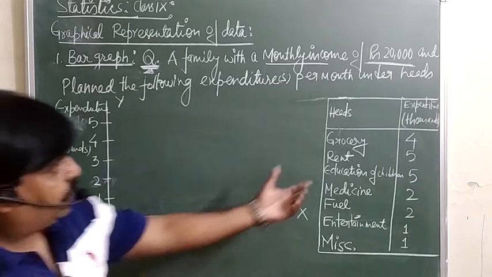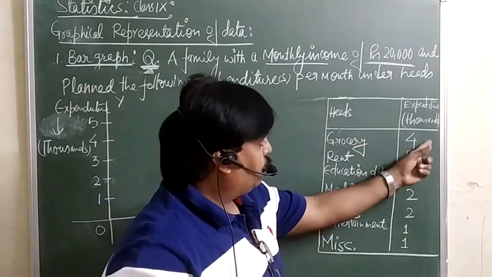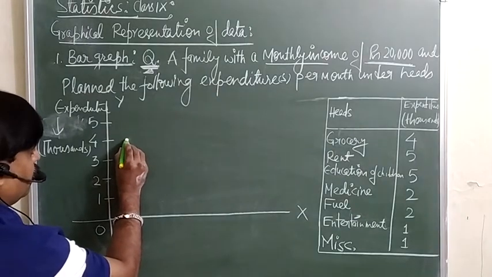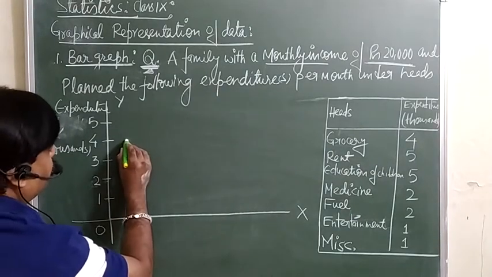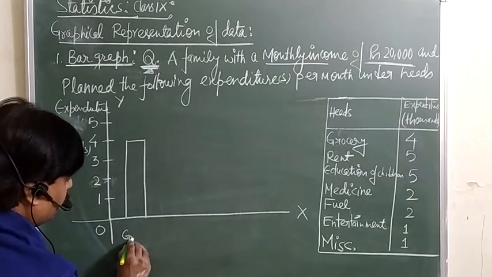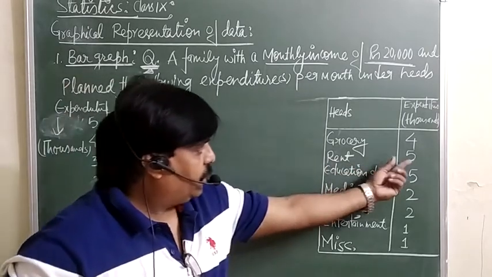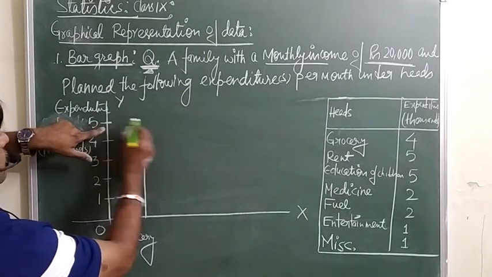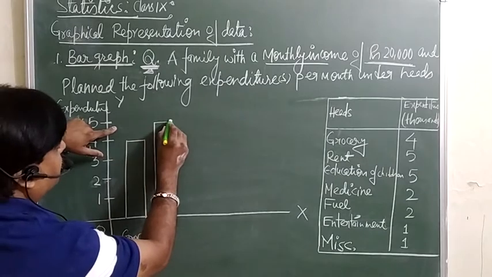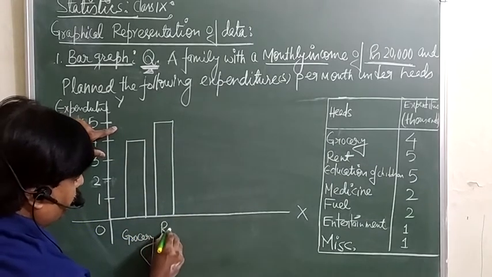And these heads we are supposed to take on this x-axis. On grocery we are going to spend 4,000. So you are supposed to make one block up to this 4,000. Look at here now. This one is going to represent grocery. You must write it down here. Now on rent it is 5. So you are supposed to make the bar up to here. This is the rent which we are going to spend.